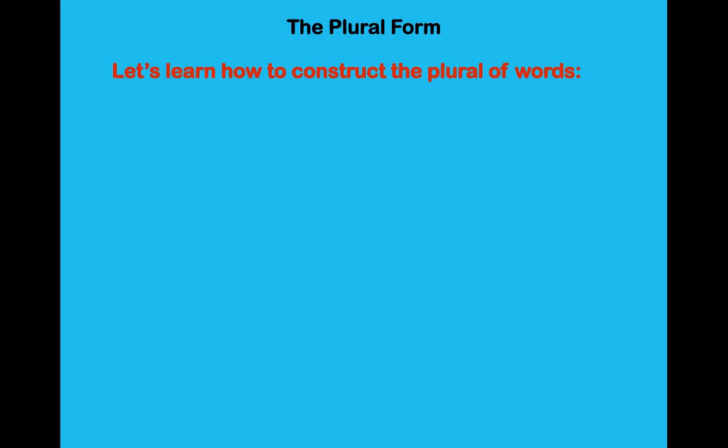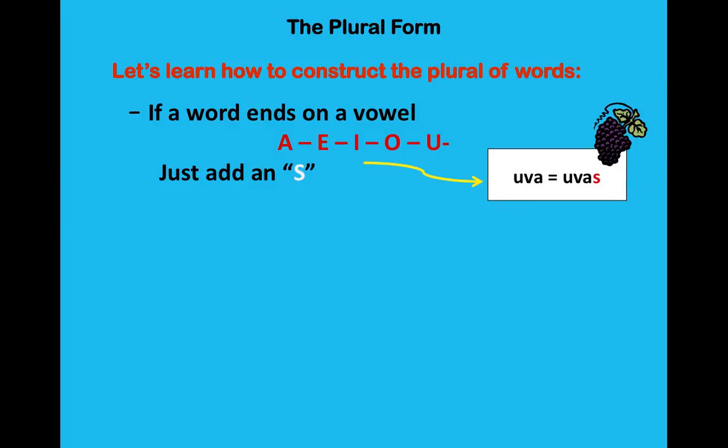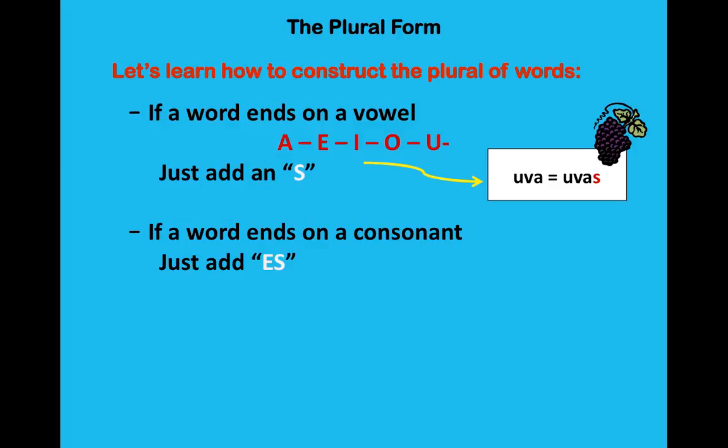Now, the next important step is to learn how to construct the plural words. If the word ends in a vowel, as A, E, I, O, U, all you have to do is add the S. We have uva to uvas, café to cafés. If the word ends on a consonant, though, instead of just adding the S, we have to add ES. Reloj, relojes. Pared, paredes.